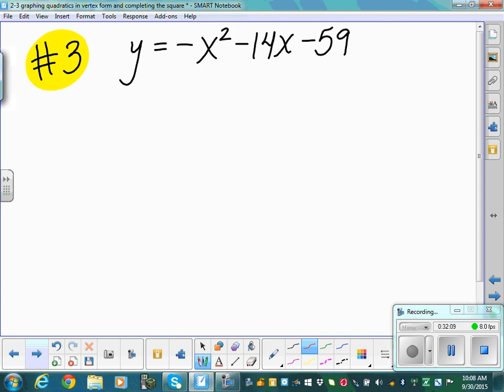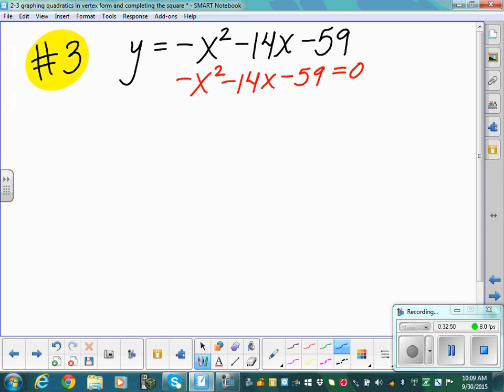So number 3 is y is equal to negative x squared minus 14x minus 59. First thing you have to do, very important, make sure it's in standard form and set equal to 0. Negative x squared minus 14x minus 59 is equal to 0. It's in standard form. Second, most important thing, you have to make sure your a value is positive 1. If you do completing the square and you pretend like it was positive 1 and it wasn't, you're going to have the wrong answer, I promise. Does everybody see how in this one our a is actually negative 1? That's a problem. We can't start completing the square.